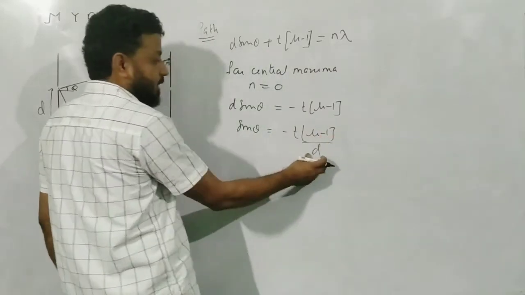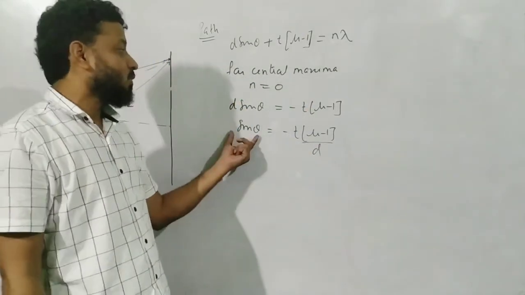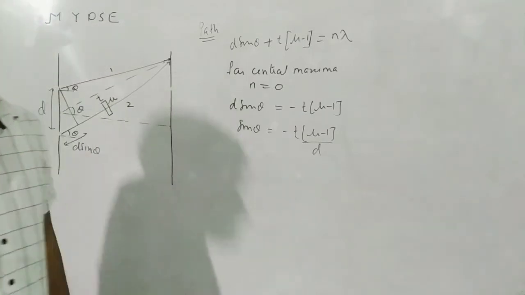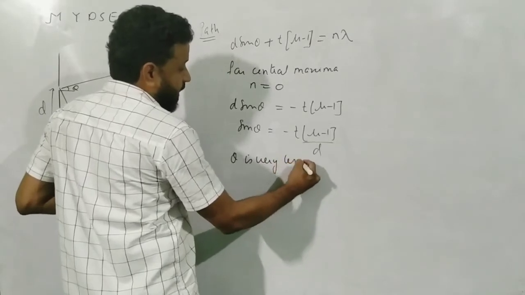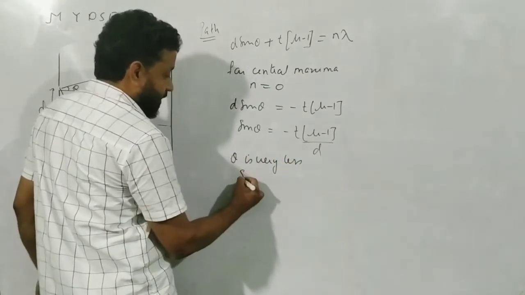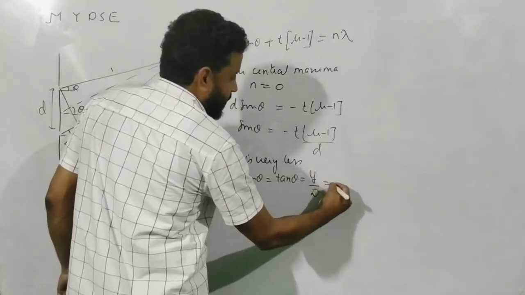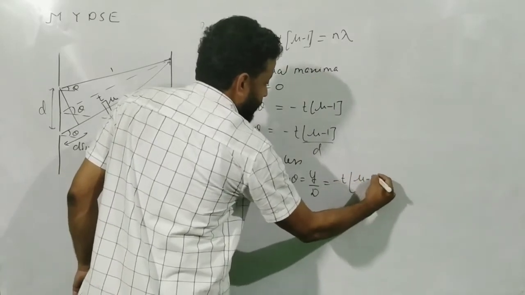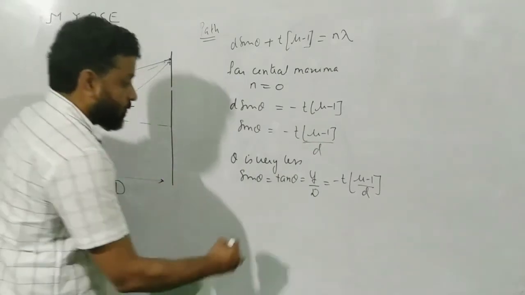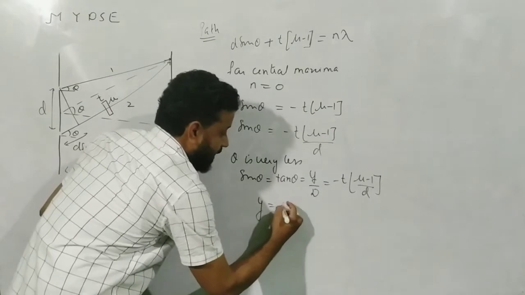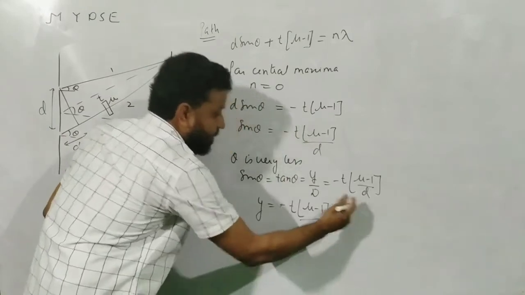Now I'm going to teach you a skill. You first calculate this value and see how much it is. Is it 0.00 something? Is it very less? If it is very less, then only you take the approximation of sin theta as tan theta. So if I consider that theta is very less, then you can write this as tan theta. So sin theta equals tan theta, which is y by capital D, equal to minus t(mu minus 1) divided by small d, where this distance is capital D. And then you find the value of y is equal to minus t(mu minus 1) divided by d, multiplied by capital D.